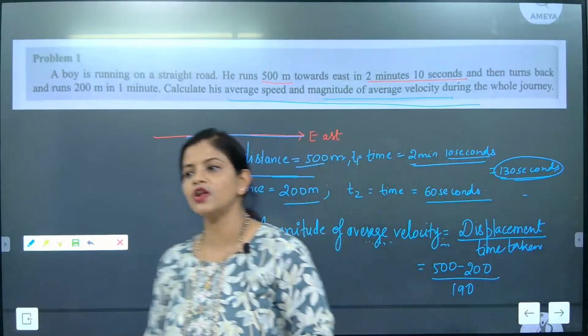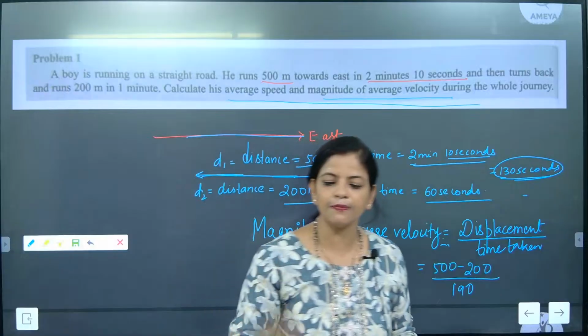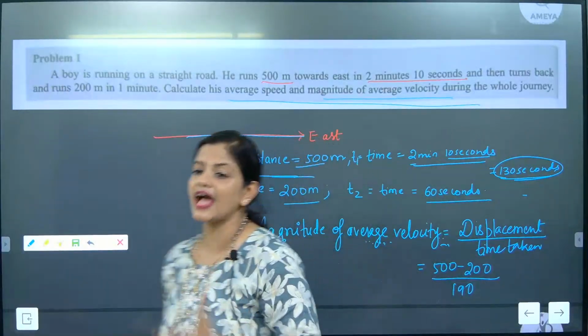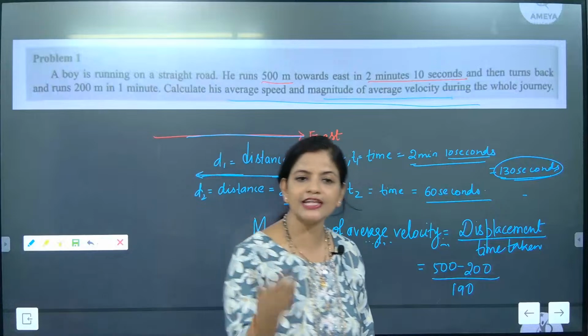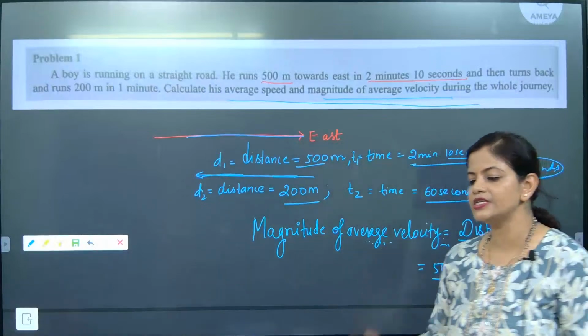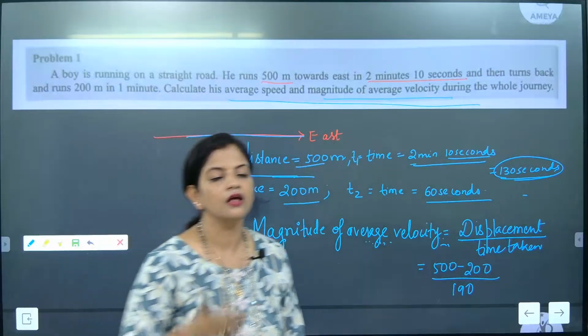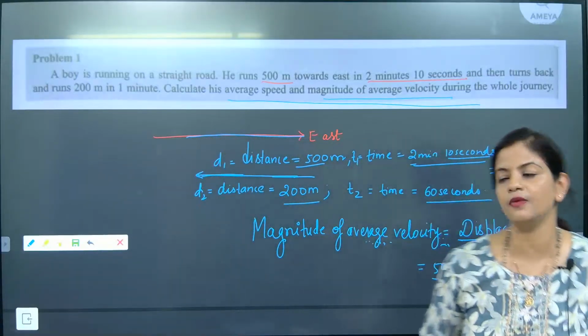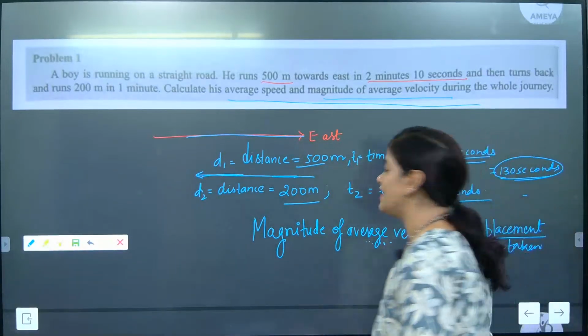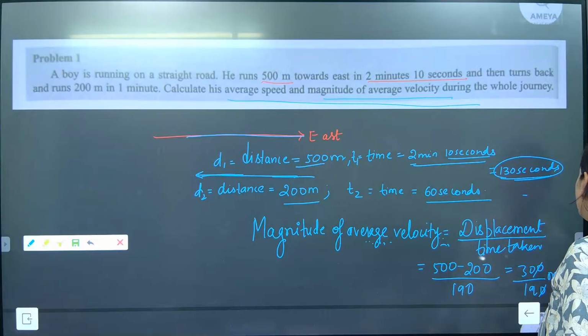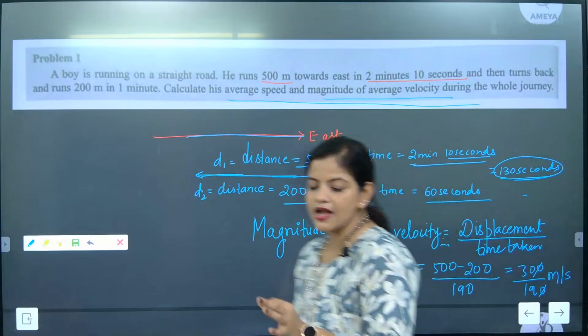So what is the magnitude? Magnitude of average velocity is displacement by time. And displacement is the shortest distance between initial point and final point. What we are actually getting here is 300 by 190. Cancel, so 30 by 19 meter per second. That's the end of the question.